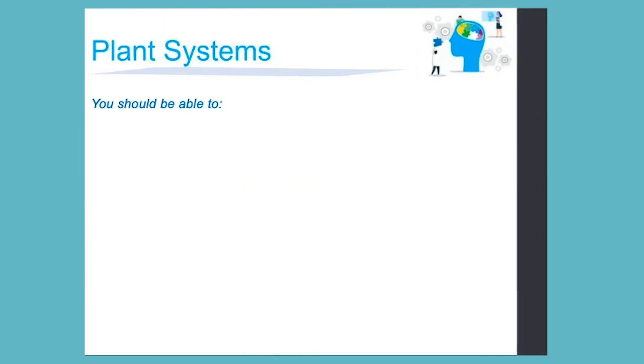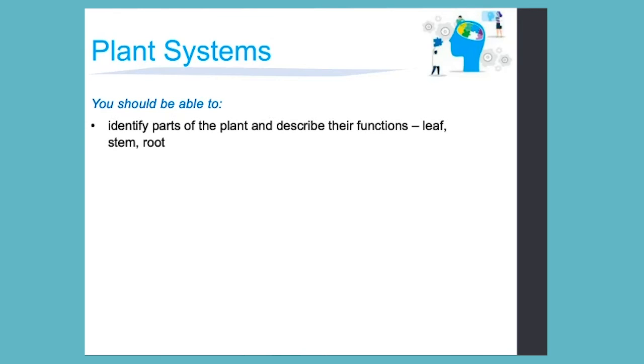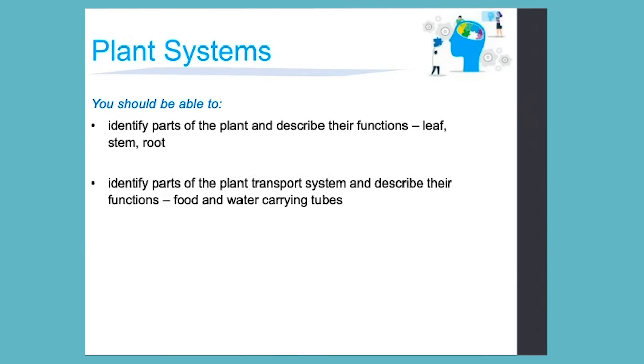Okay, so now let's go on very quickly to the last part on plant systems. You must be able to identify the different parts of the plant and state their functions. What's the function of the leaf? Its main function, for example, is to trap sunlight and to make food through photosynthesis. What's the function of the stem? To support the plant, for example. And what's the function of the root? To absorb water and mineral salts.